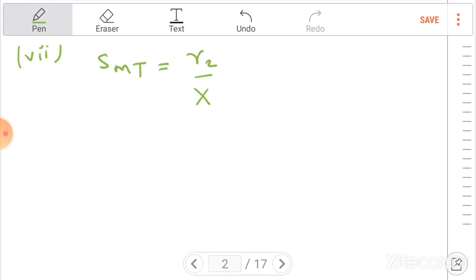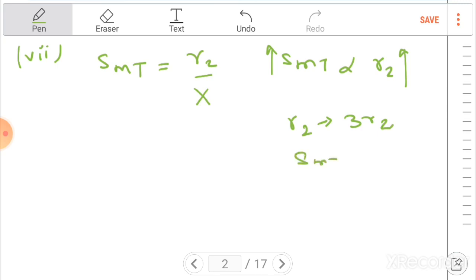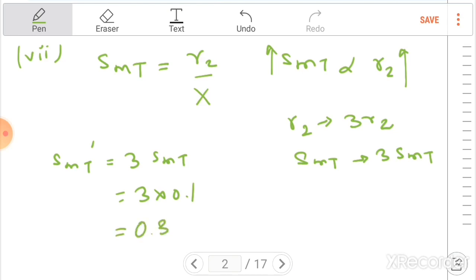So from here we can conclude that slip at maximum torque is directly proportional to R2, and if R2 is increased, slip at maximum torque will directly increase. It is given that R2 is increased to 3 times, so slip at maximum torque will also increase to 3 times. SMT dash in this case is equal to 3 times of slip at maximum torque in previous case. 3 into 0.1 is equal to 0.3.